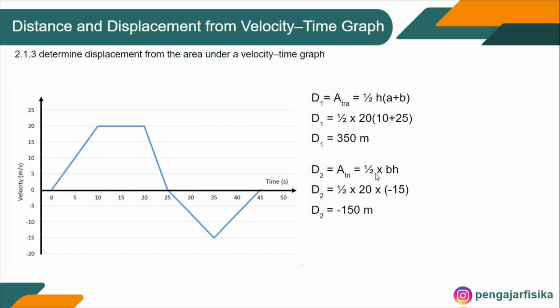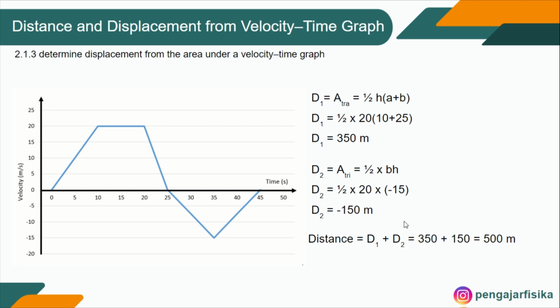So we use the triangle equation to find the area. Half times base times height. Half times the base is 20, from 25 to 45 it's 20, and then the height is negative 15, so we have to include the negative here, and then we calculate, and then we get negative 150 meter.